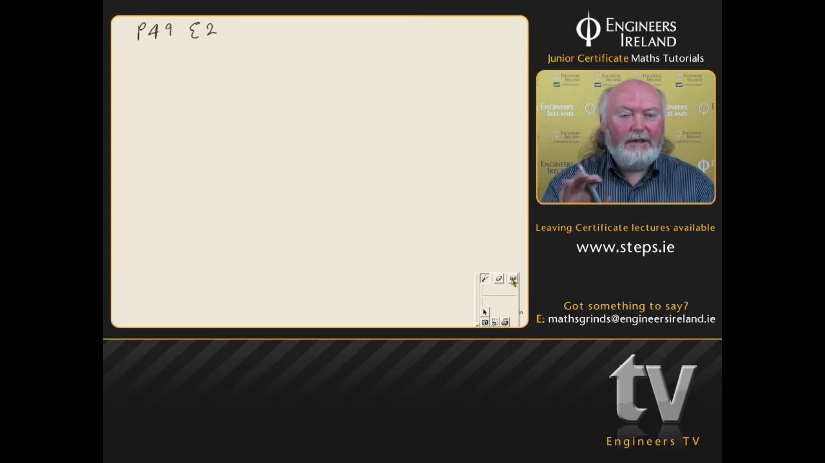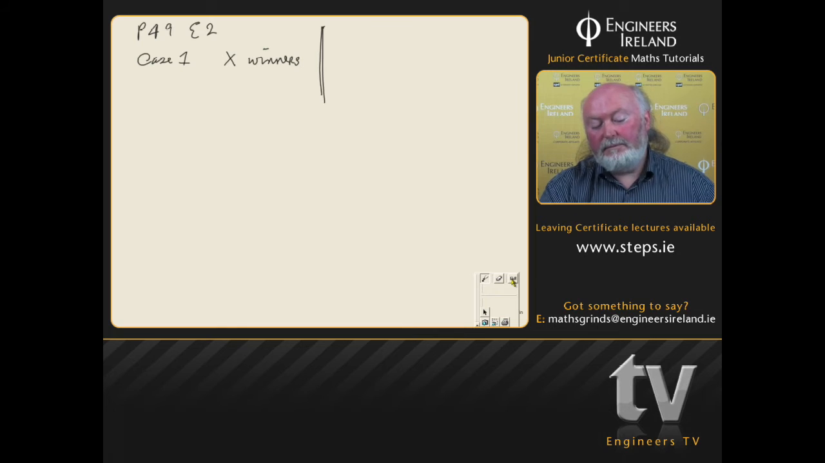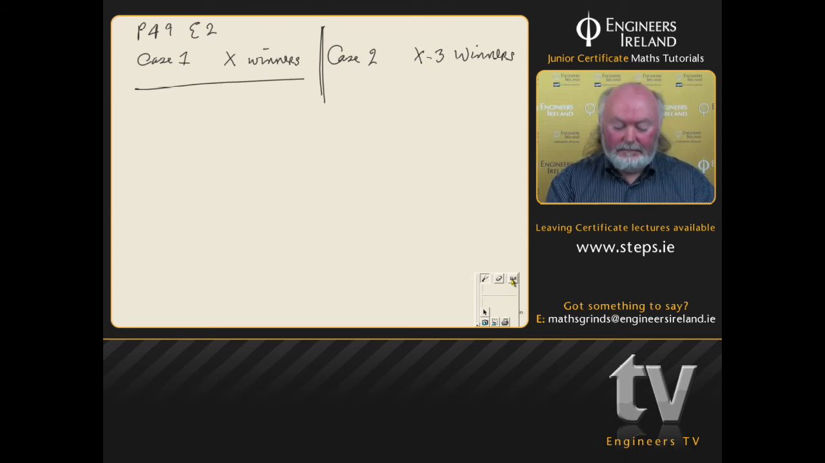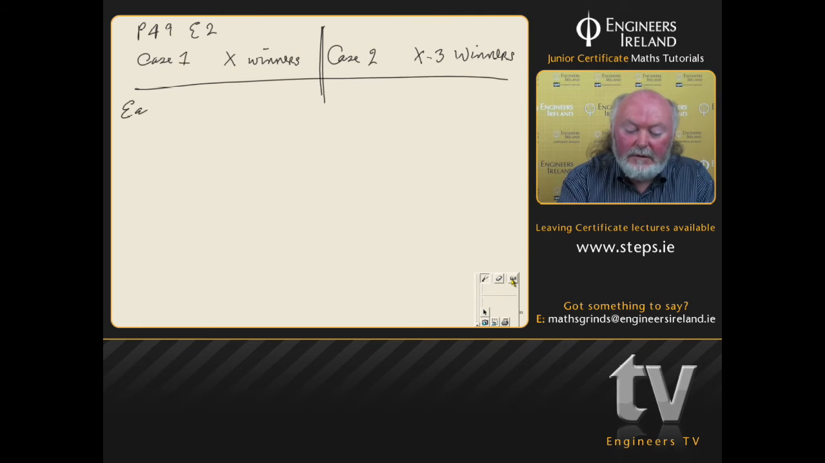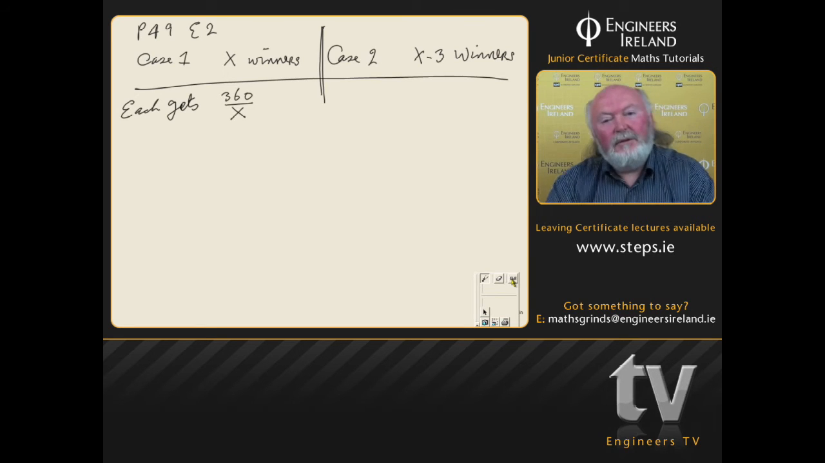That's a lovely little question, and it's very typical of the kind of things that come out of this. So, case 1. X winners. Case 2. X minus 3 winners. The total amount is 360. So each gets 360 over X euros.